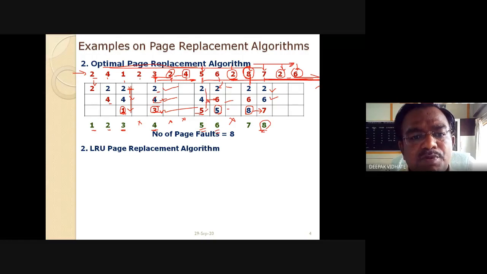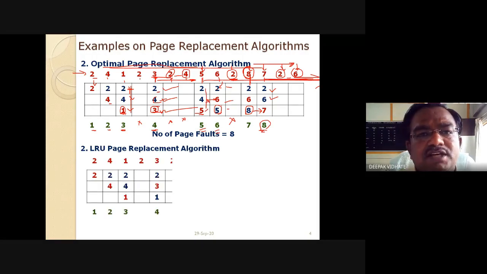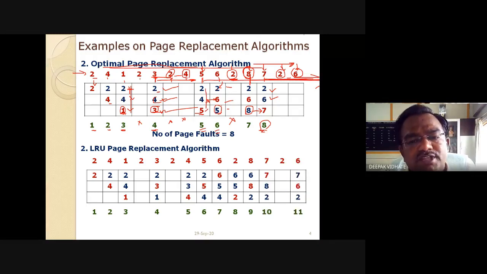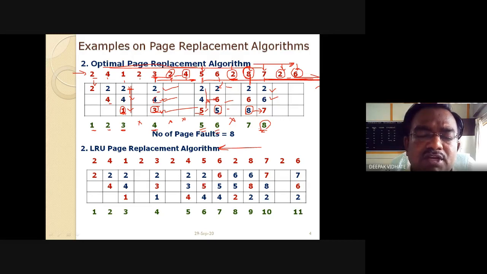The next is LRU page replacement. LRU is exactly the opposite of the optimal page replacement policy. LRU says that you have to look into the left hand side direction, means you have to look into the past. The page which was not required for the longest duration of time, that page is to be replaced, right? So start here, just put here the reference string and just 2.